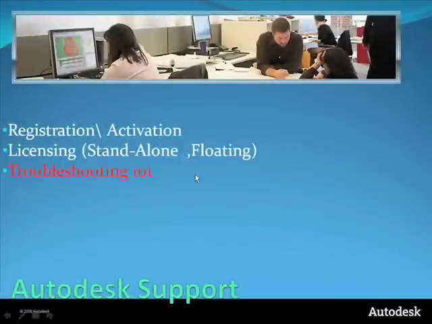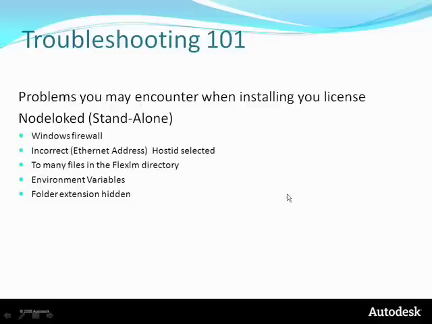Troubleshooting 101. In this video I'm going to show you some tips and tricks on troubleshooting your standalone or floating license issues. So we'll start off with the standalone license. If your software is not running and you get the configuration wizard when you're installing a NodeLock license, or after you have attempted to install the license, there's a few things I would check.